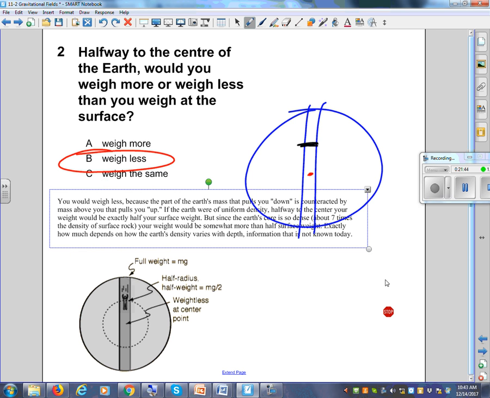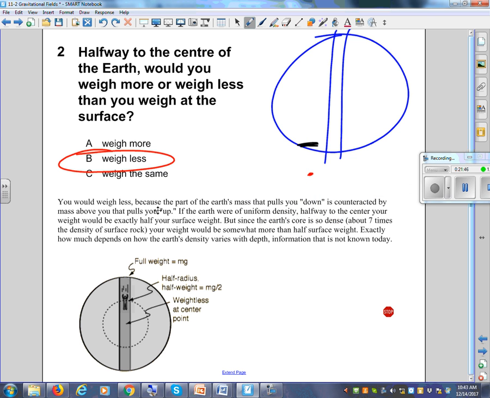Here's the fine print. You would weigh less because the part of the Earth's mass that pulls you down is counterbalanced by the mass above you that pulls you up. If the Earth were of uniform density, halfway to the center, your weight would be exactly half your surface weight. Since the Earth's core is so dense, about 7 times, you would be somewhat more than half surface weight. Exactly how much depends on the Earth's density, which varies with depth, information that we don't really know right now.